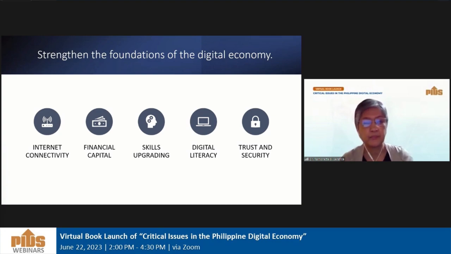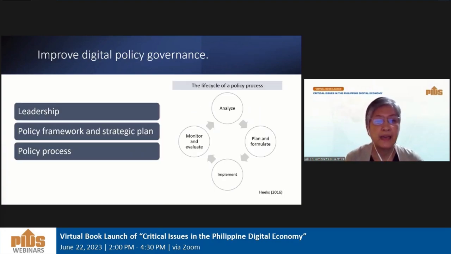Next slide, please. The next set of recommendations focuses on digital policy governance. This applies to all types of initiatives. So digitalization requires visionary leadership at the national and local levels and the participation of various stakeholders. There must be a policy framework and strategic plan, especially for smart city development.